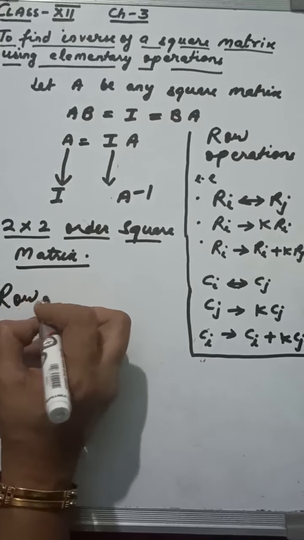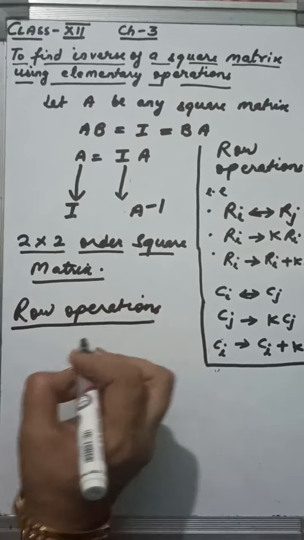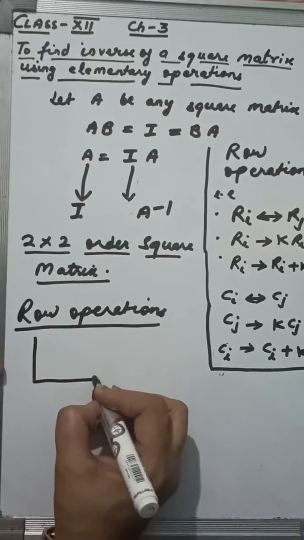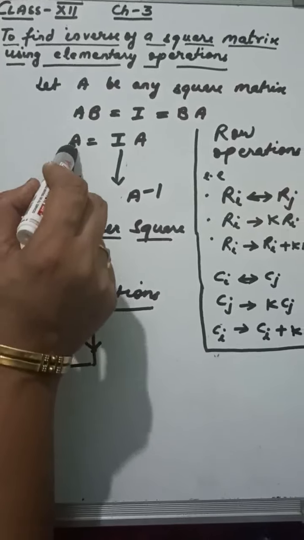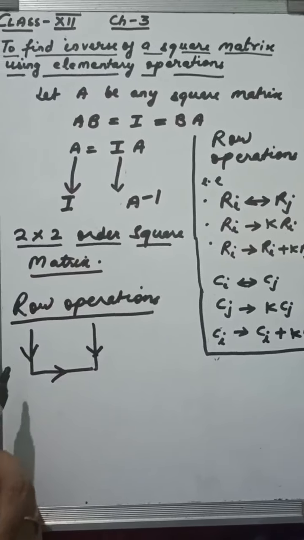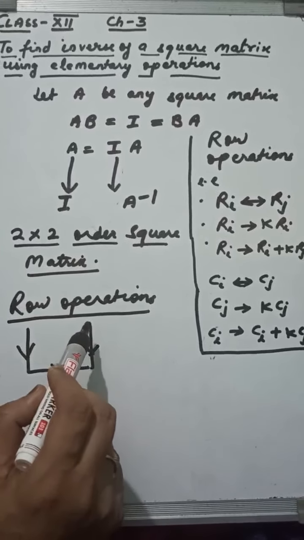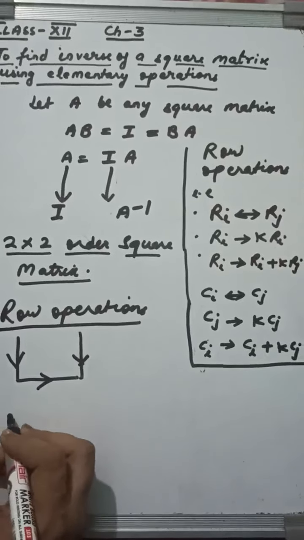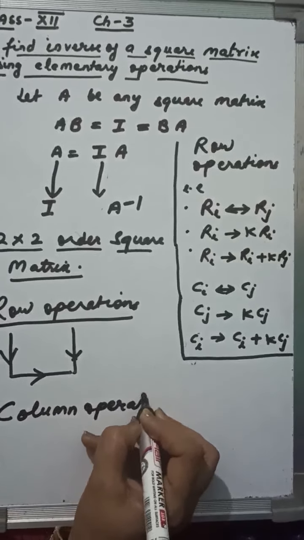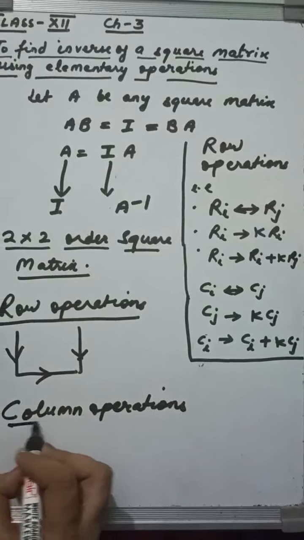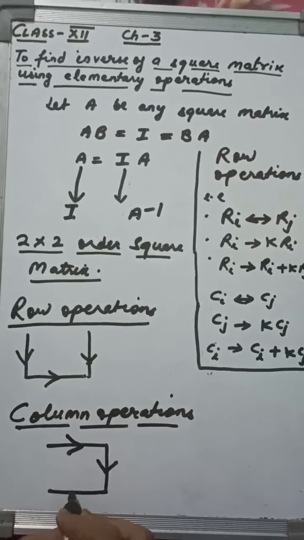When we apply row operations, there is a particular way to solve the question, that is, we follow a particular path. When we try to make this A matrix an identity, our main path is that we first make this element 1, then this 0, then this 1, and then lastly this 0. Similarly, when we solve any question by column operations in a 2 cross 2 order matrix, we follow this path, that is, this way.